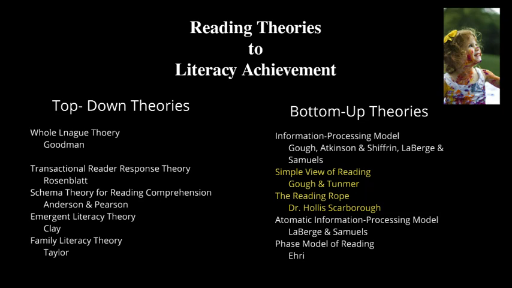To the right are bottom-up theories: information processing model, the simple view of reading by Gough and Tunmer, the reading rope by Dr. Hollis Scarborough, and the last two are the atomic information processing model and Ehri's phases of reading. The two that we will discuss in this presentation are the simple view of reading and the reading rope.